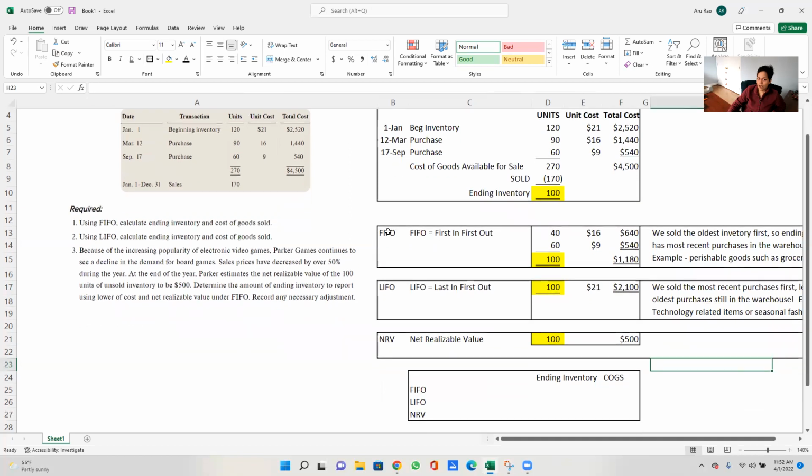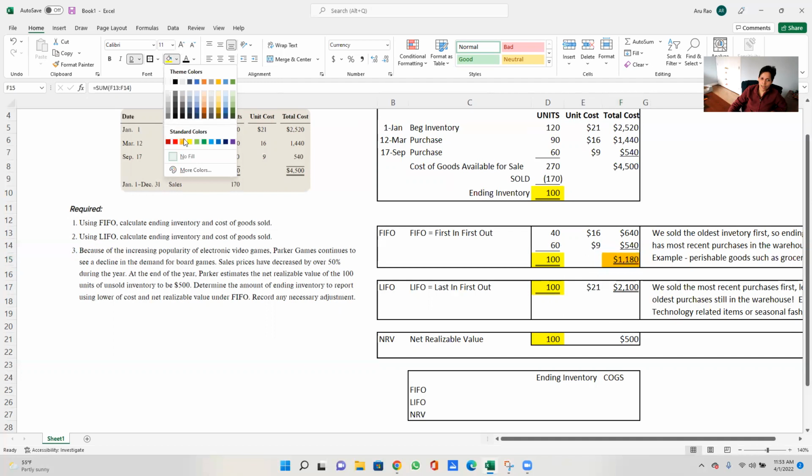So they're saying I was using the FIFO method, first in, first out. I had 100 units on hand at the end, and I said it was worth 1,180. That's the cost I'd assigned to it, the first in, first out. So I was doing a good job of getting rid of all that old inventory. So the most recent purchases are sitting with me. That's at 1180.